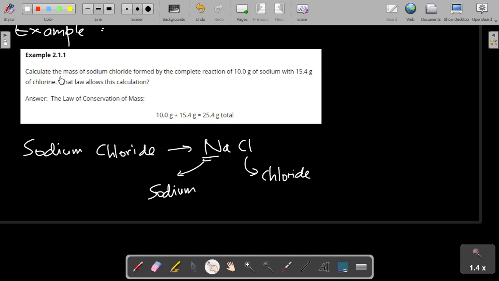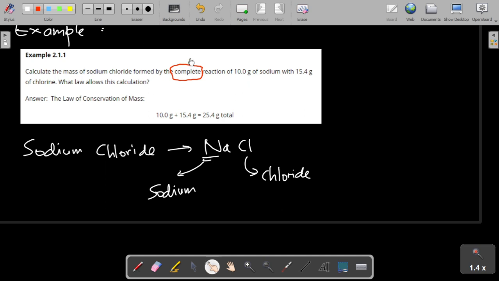Calculate the mass of sodium chloride formed by the complete reaction. So we have a complete reaction here. Complete means this reaction will have no excess. All the reactants, which are sodium and chlorine, are completely reacted. So these two elements are all combined. We don't have any waste in our reaction.